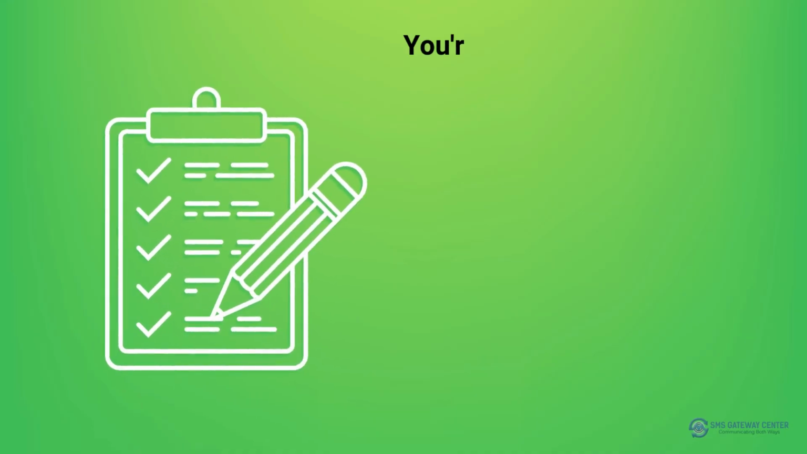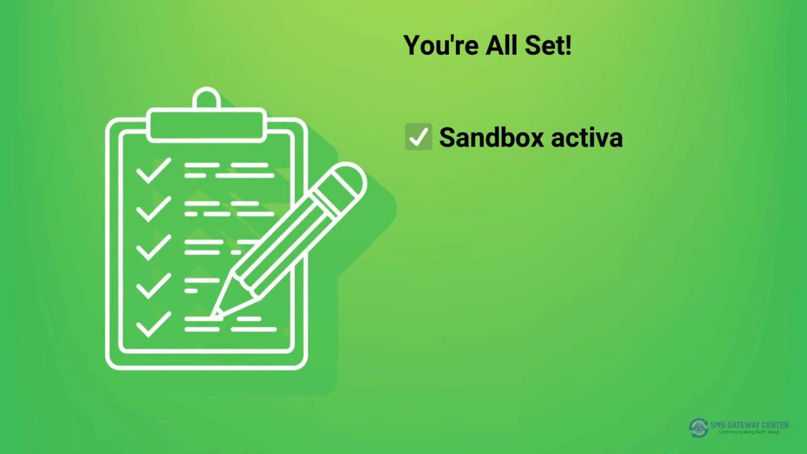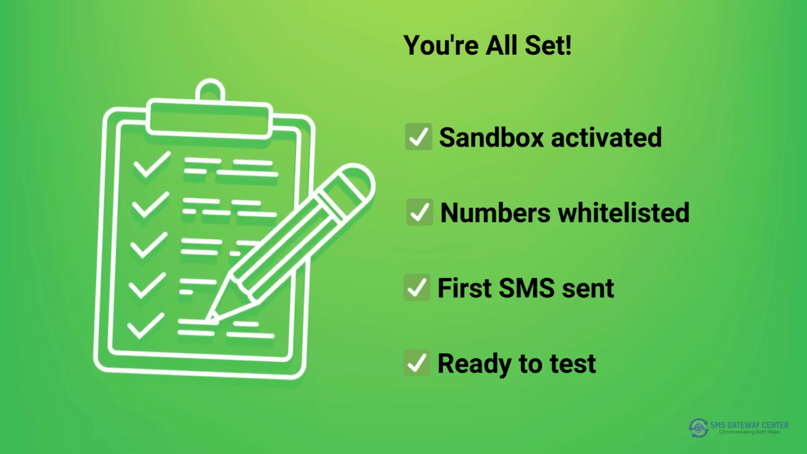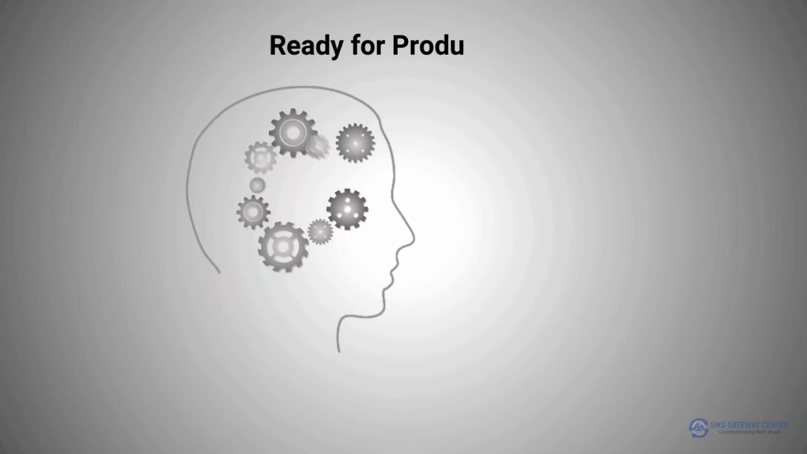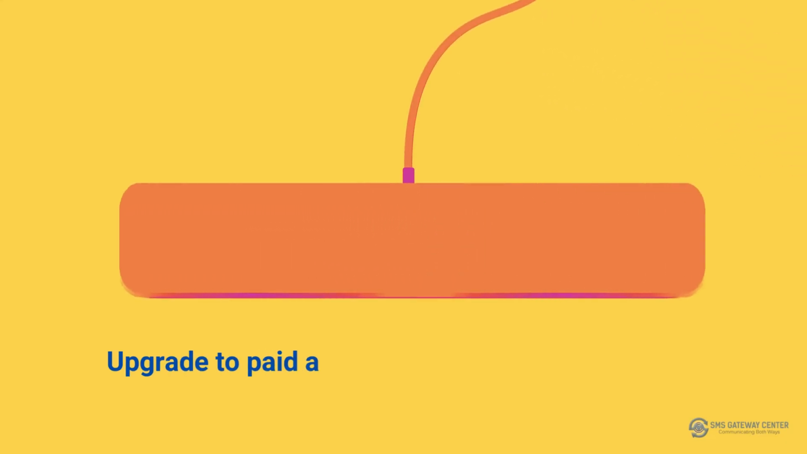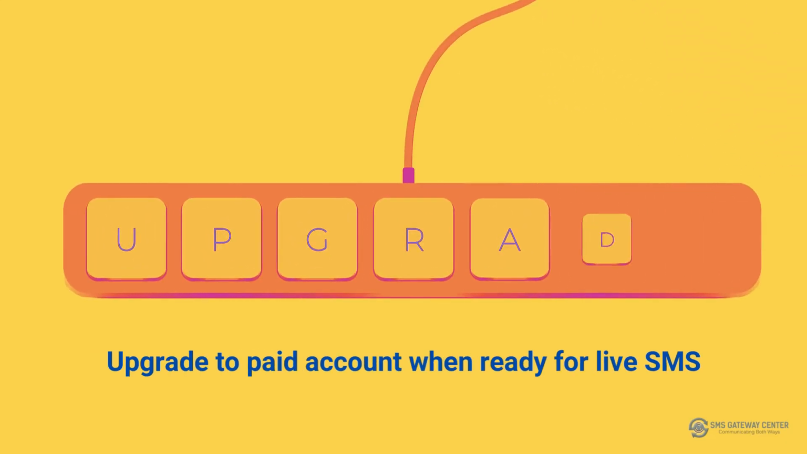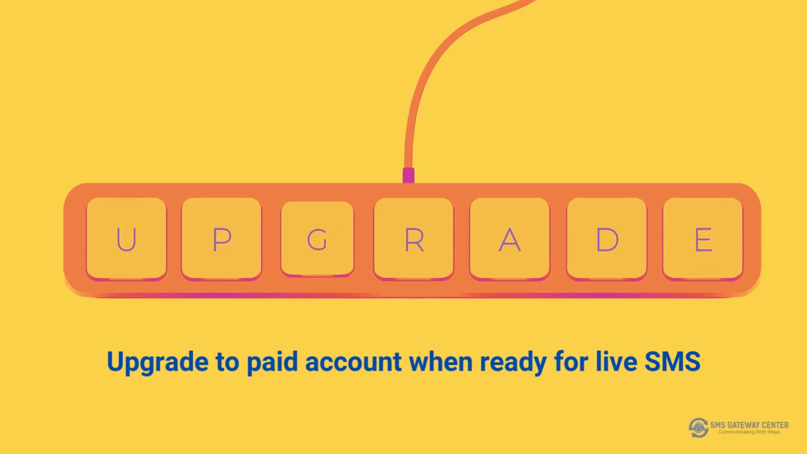Congratulations! You're all set with your SMS Sandbox account. You've successfully activated your sandbox, whitelisted your numbers, sent your first test SMS, and are ready to explore all SMS features. When you're ready to move from testing to production, upgrading to a paid account is simple. You'll have access to custom sender IDs, your own message templates, and unlimited SMS capabilities.